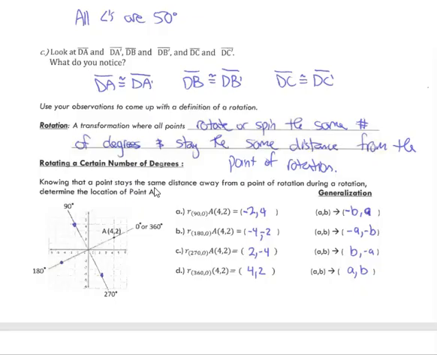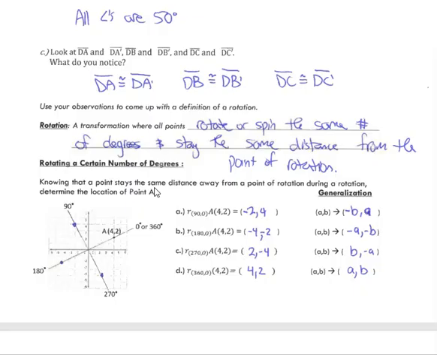And what they found was that 4, 2 became negative 2, 4. 4, 2 became negative 4, negative 2 for 180 degrees. For 270 became 2, negative 4. And for 360, it went right back to where it was, 4, 2. And what I wanted students to do was say, instead of using numbers like a 4 and a 2, if it was an A and a B, what did we have to do?